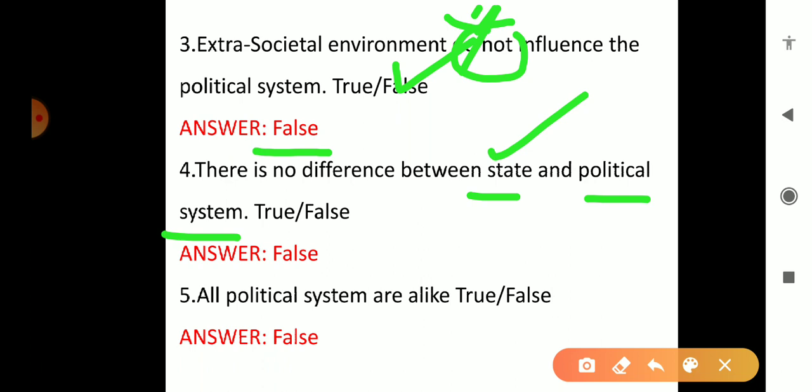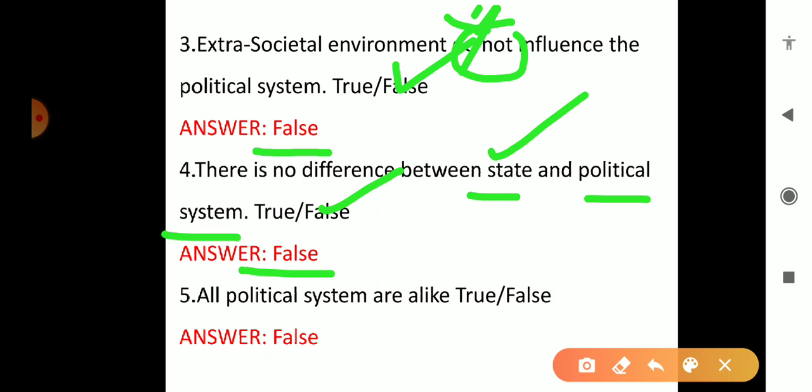So the answer is false, right? You will write the question number and the answer false only. You will not write things in detail, like writing the whole question, then true, false, and then ticking it false. The answer is false, right? Just write the question number and false, right? So this way we will reach the conclusion.